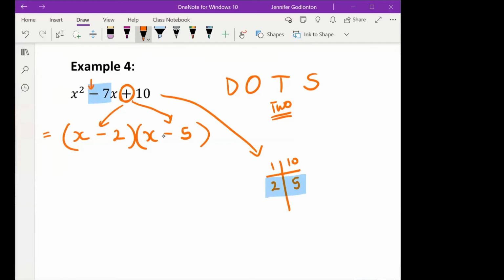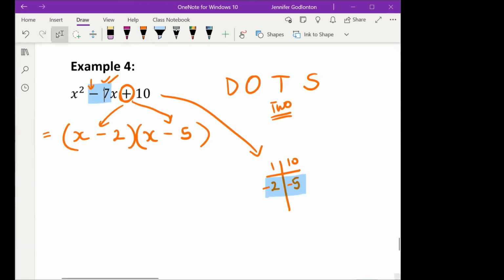But if we don't want to remember that as a rule, we need to just look at these numbers. So we've got 2 and 5. If I make them both negative, if I have negative 2 minus 5, I'm going to get negative 7. Okay, so just work your way backwards from there.